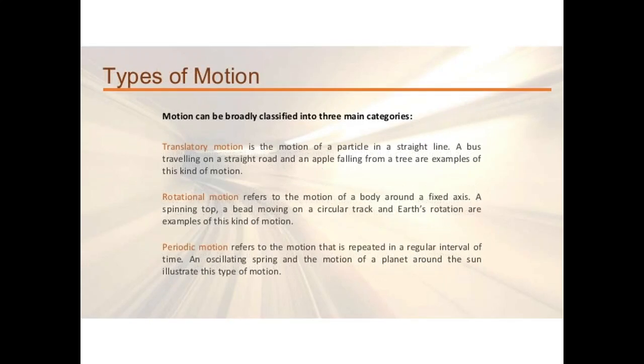Now, types of motion are broadly classified into three main categories. Further we'll be looking into more categories of classification, but here the three main categories are translatory motion, where the particle moves in a straight line. Next is rotational motion, where the body moves around a fixed axis in a circular way. And the last one is periodic motion, which refers to motion that repeats after a certain interval of time. Examples can be a swing or a pendulum.